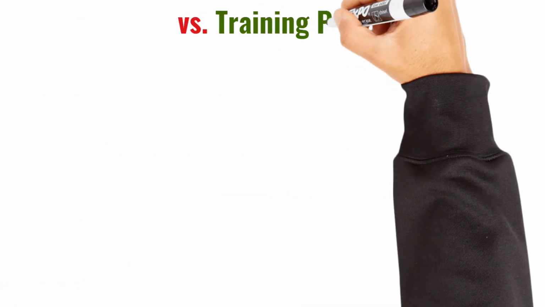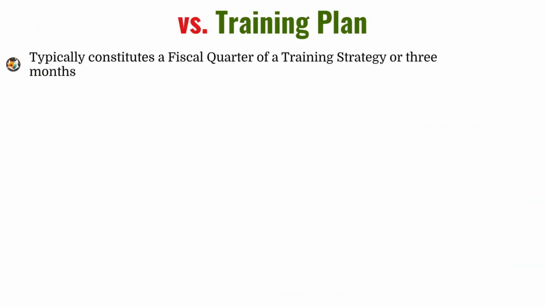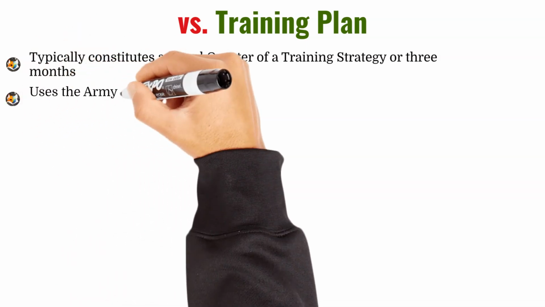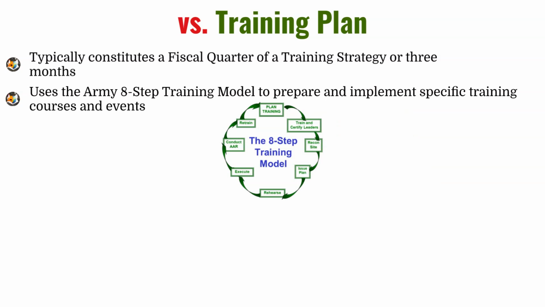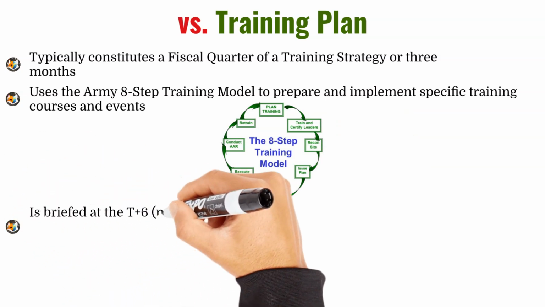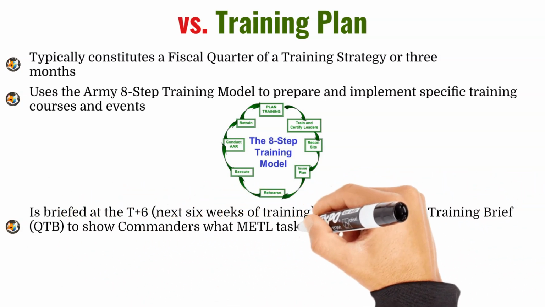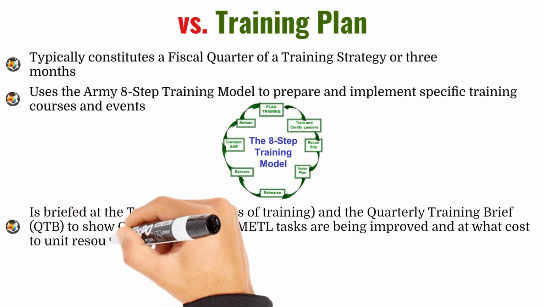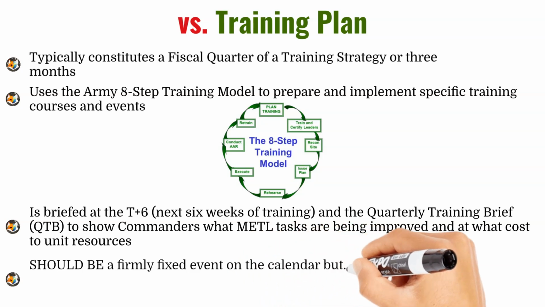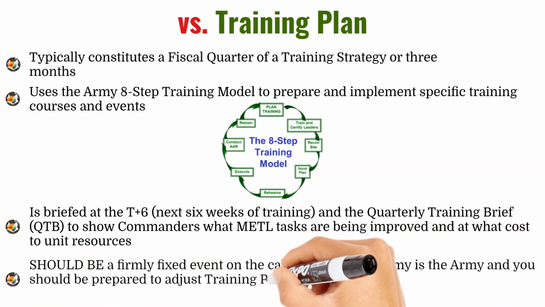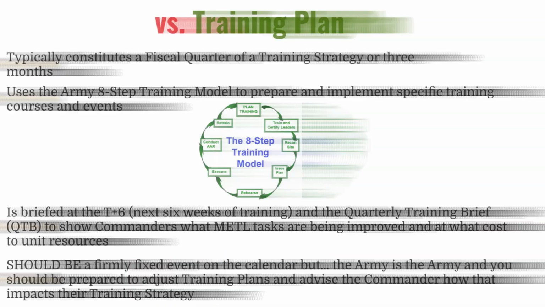A training plan is the following. It typically constitutes a fiscal quarter of a training strategy, or 3 months. It uses the Army 8-step training model to prepare and implement specific training courses and events. It is briefed at the T+6, or the next 6 weeks of training, and the quarterly training brief, QTB, to show commanders what METL tasks are being improved and at what cost to unit resources. A training plan should be a firmly fixed event on the calendar. But the Army is the Army, and you should be prepared to adjust training plans and advise the commander how that impacts their training strategy.